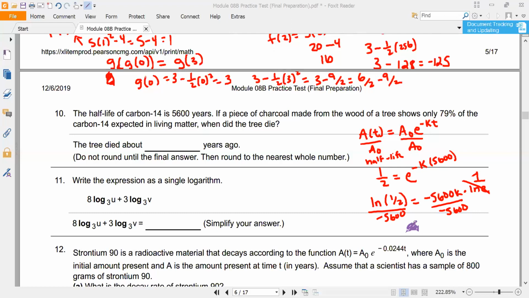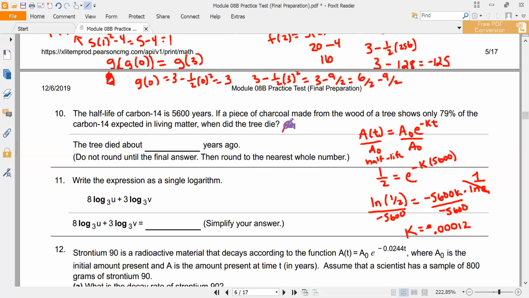So we have that k is going to be negative 0.00012, because we're going to use the formula we had before, but that is our rate of decay. So this is a very slow decay, which makes sense because your half-life is like 5,600 years. So that's not the answer. That is just telling us what the rate of decay is.